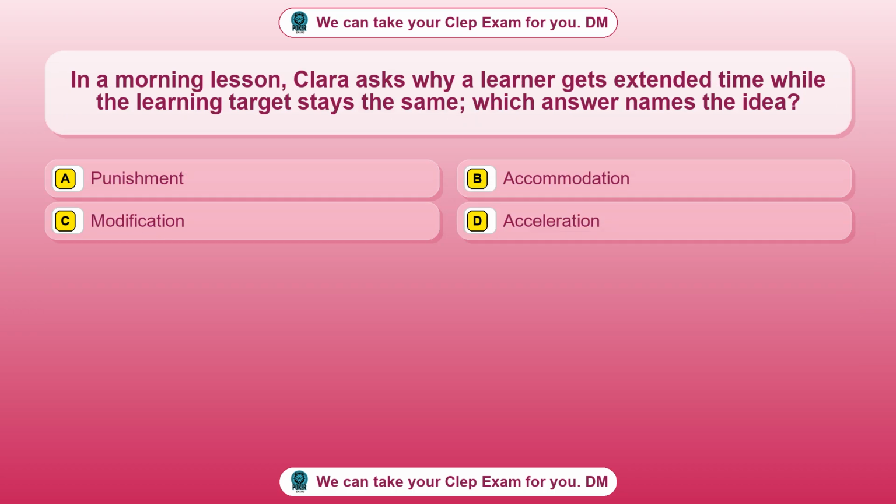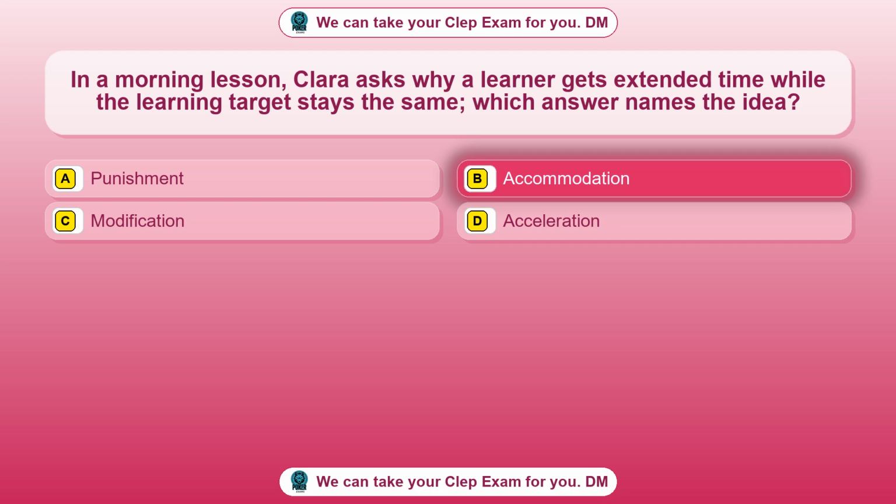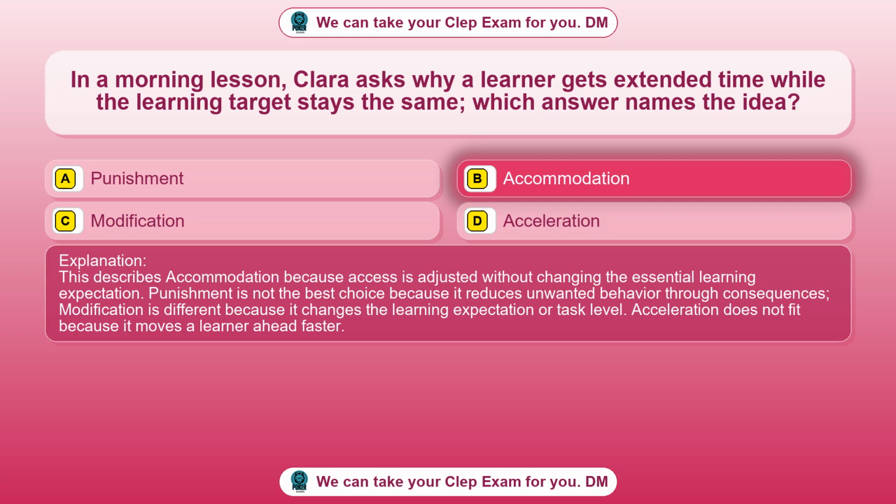Question 64. In a morning lesson, Clara asks why a learner gets extended time while the learning target stays the same. Which answer names the idea? Option A, punishment. Option B, accommodation. Option C, modification. Option D, acceleration. The correct answer is option B, accommodation. This describes accommodation because access is adjusted without changing the essential learning expectation.